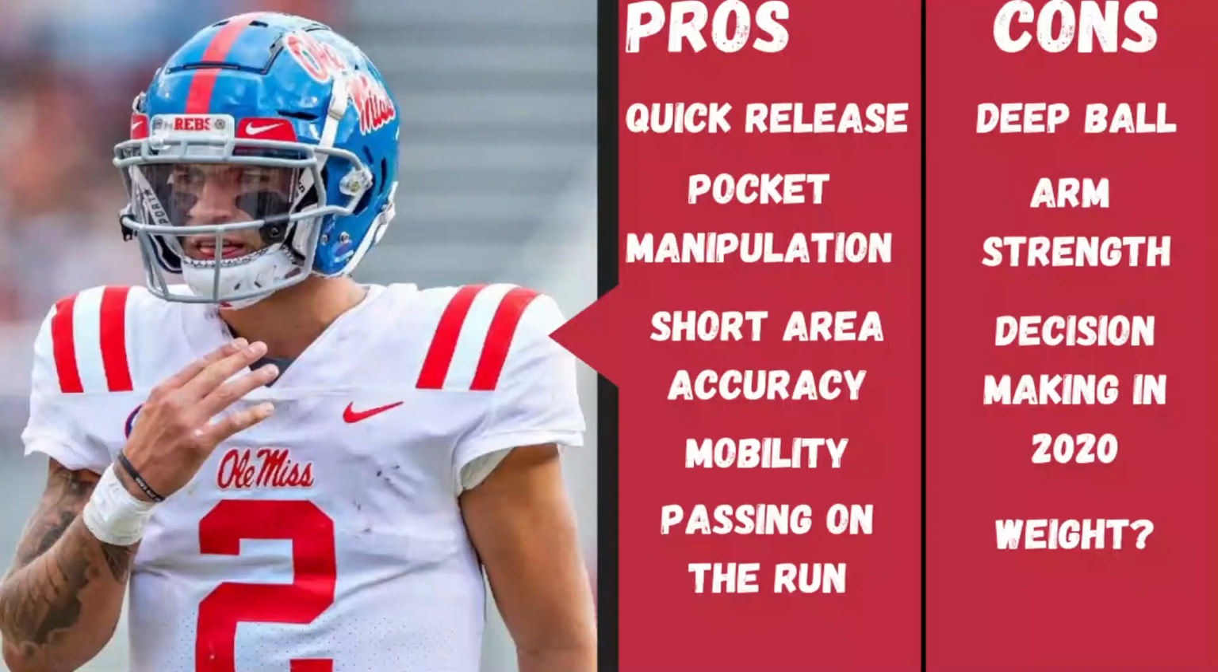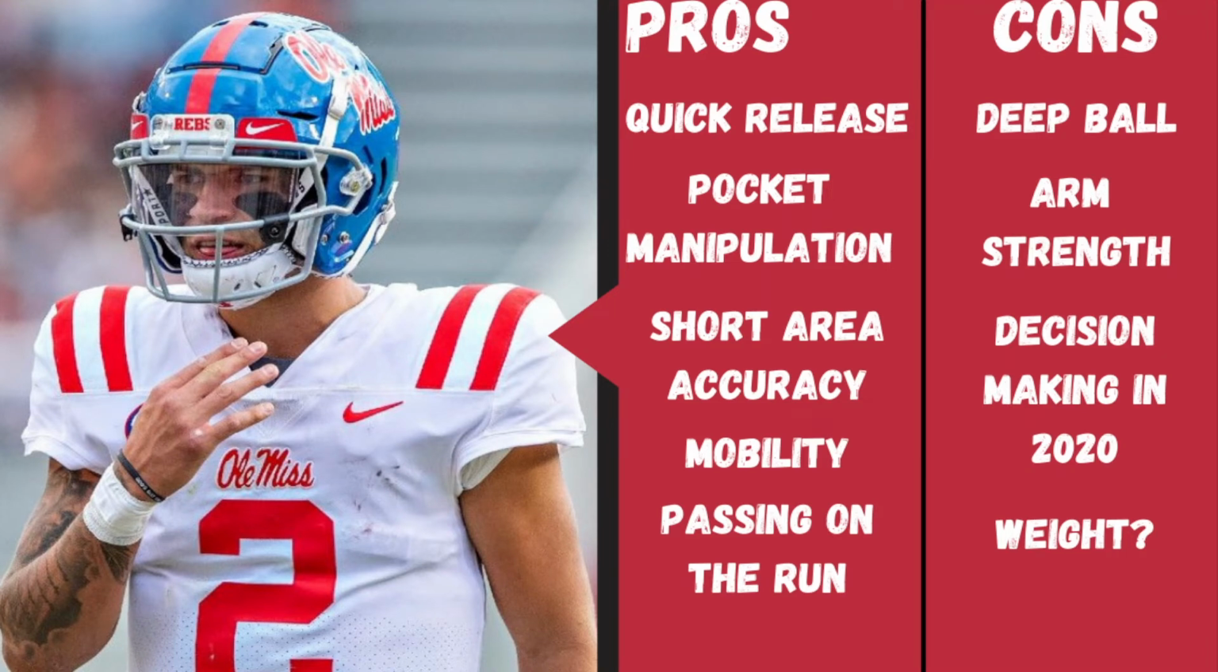So let's take a look at his grades. Again, pros and cons here really quick. As I mentioned, quick release, pocket manipulation, short area accuracy, mobility, passing on the run. My cons, deep ball. I just think too often he forces the ball deep when he doesn't need to, makes some bad decisions going deep.